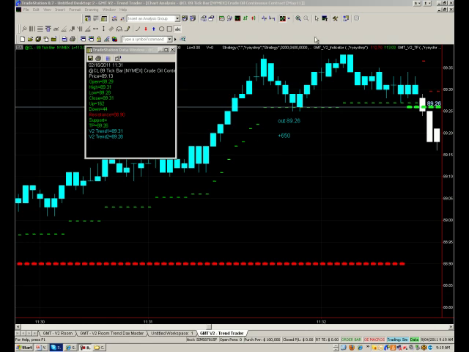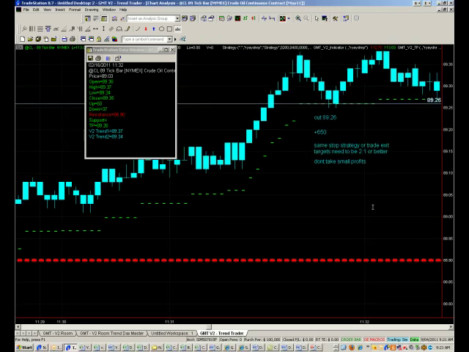Now a couple of key points to remember here, traders. We need to have the same stop strategy or trade exit every time we trade. So we want to make sure that we're consistent there. We might test a couple of variations, but once we confirm our trade plan, we need to be consistent as we move forward. So if you're using a 2-point trailing stop behind the trailing profit line, which is this dashed line here, that needs to be happening every time you trade. Your targets need to be 2 to 1 on your reward to risk, so you want to be rewarded twice as much as your risk every time you trade, or better.